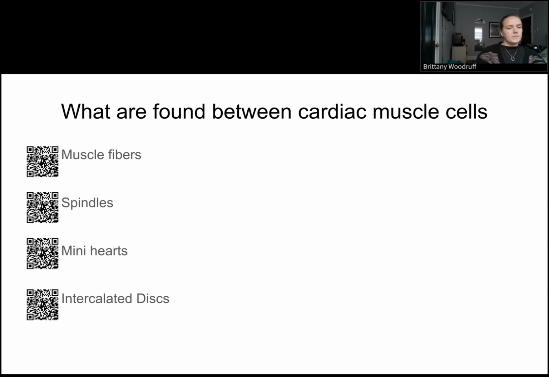Yeah, intercalated discs. They're like little snaps in between the heart cells that help stick them together. That's it.